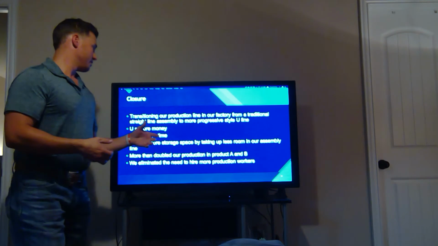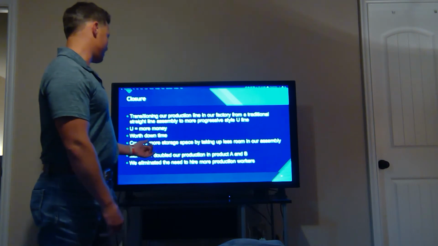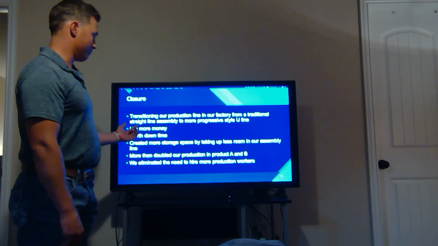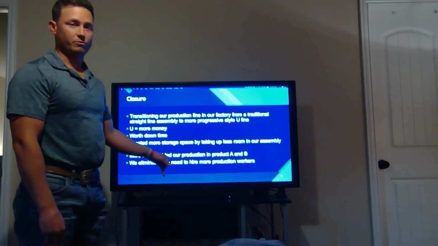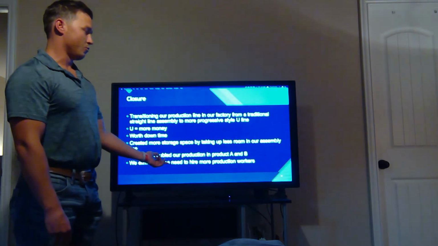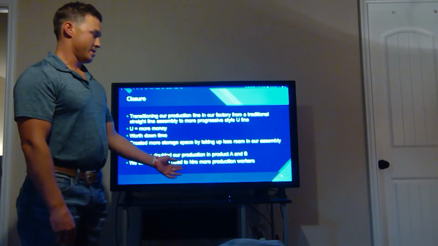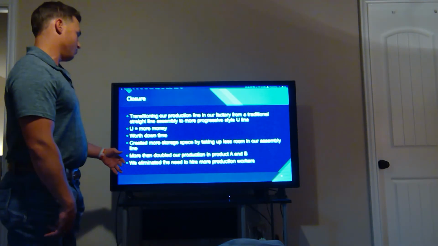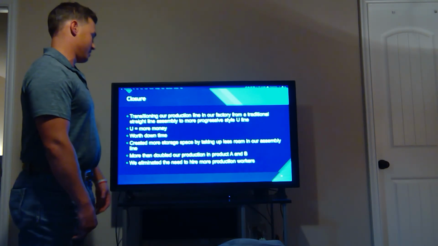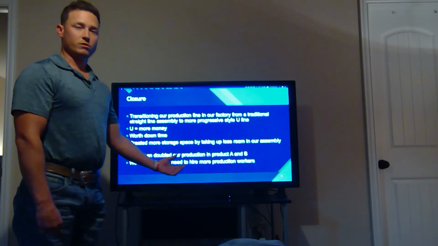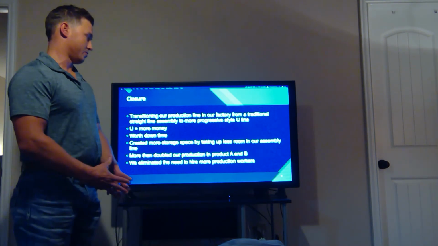Now, in conclusion, in transitioning our production line from a straight line to a U-line, we're creating more income because we're at least doubling our production of product A and B. Before we were producing 1 A and 2 Bs per day. Now we're producing 2 As and 4 Bs per day at the minimum. We've also created more storage space by taking up less room in both of our U-lines, and we've eliminated the need to hire more production workers in order to reach this new higher quota that our company is requiring.